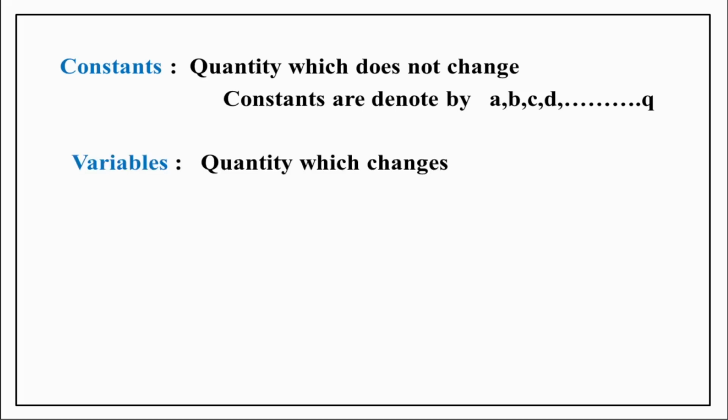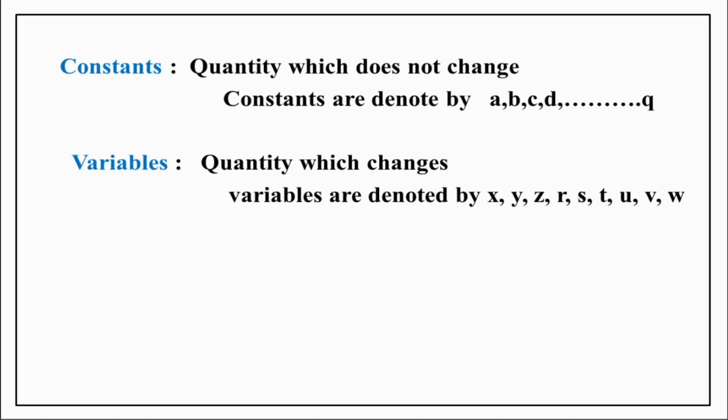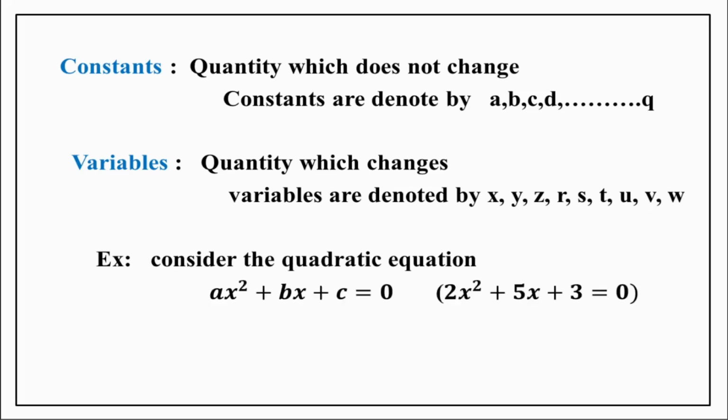Now variables are the quantities which change, and we use only these alphabets to denote the variables, that is X, Y, Z, U, V, W, R, S, T. That's it, only 9. Now to have a good understanding about constants and variables, I'll take one simple example.